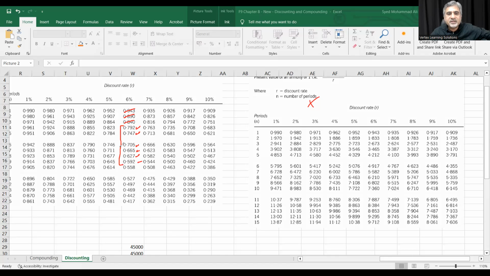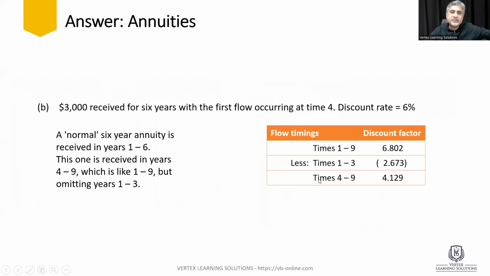You can check it for yourself. If you don't have an annuity table and you want to make your life difficult, you can make a total of these numbers. It will be the same, okay? Whatever it was, 4.129, that will be the total.